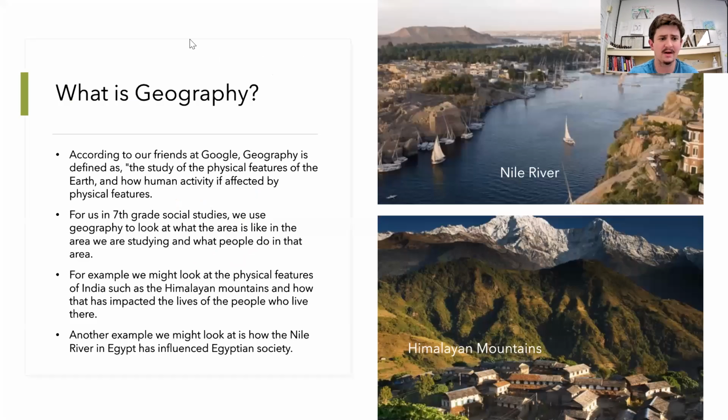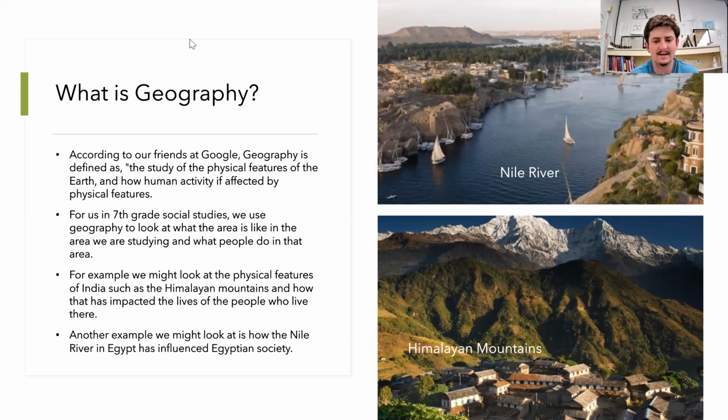The first thing I want to go over is what is geography. According to our friends at Google and the internet, geography is defined as the study of the physical features of the earth and how human activity is affected by physical features. It's kind of a lot, but for us, what we're looking at is: what's an area like? What do people do in that area? What is the landscape like in that area?